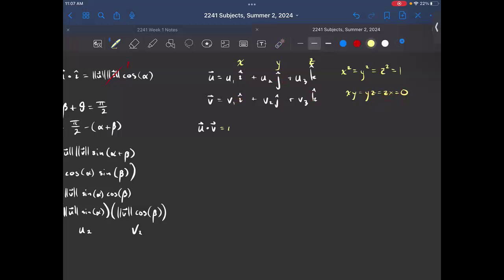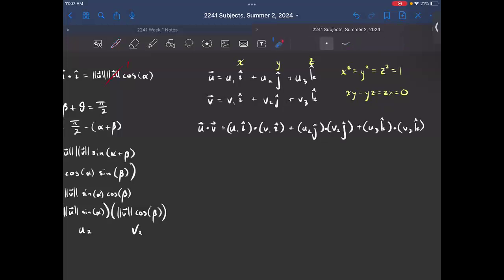So we really only need u1 i hat dot v1 i hat plus u2 j hat dot v2 j hat plus u3 k hat dot v3 k hat. And what do you know?